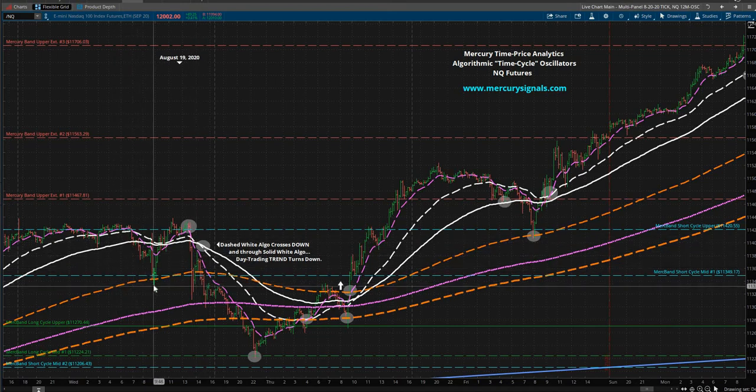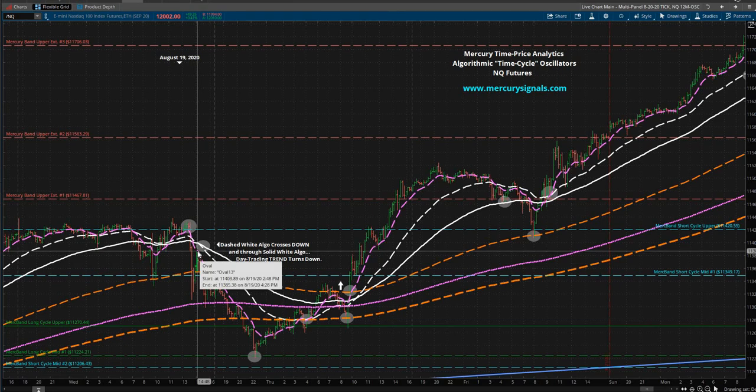People saw this nice move up, and they say, okay, well, this just ran stops down here, and that's going to go back up. Well, no, it's not going to. Because when you've got the fast algo turning down at that violent a slope, and you've just crossed through both of these white algos, and they're both rolling over, this is not a place where you want to be getting long. This is a place where if you were long, this is your last bailout spot here, because it's going lower. The slope of the algos and the confirmation by the three fastest ones, this move back, that was the spot to get out of Dodge.